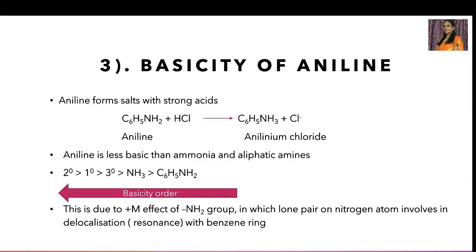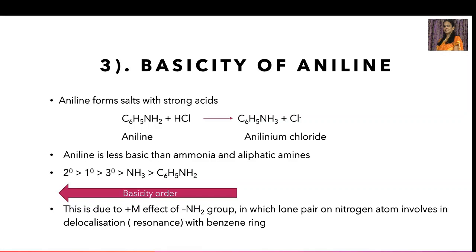Now, aniline is less basic than ammonia and aliphatic amines. Why? Let us consider aliphatic amines: secondary amine, primary amine, tertiary amine. So, secondary amine is more basic than primary, which is more basic than tertiary, which is more basic than ammonia, which is more basic than aniline. So, aniline is the least basic when compared to all these. This is the basicity order.